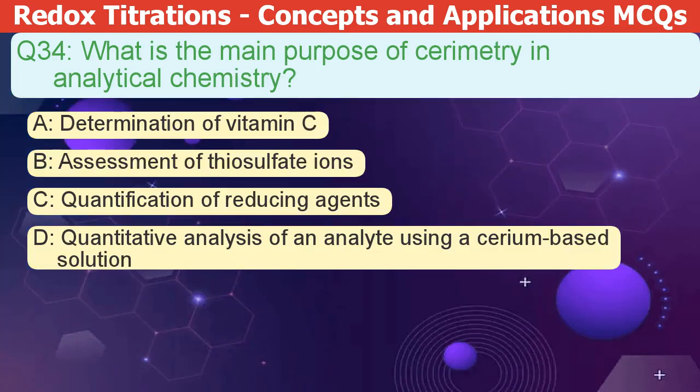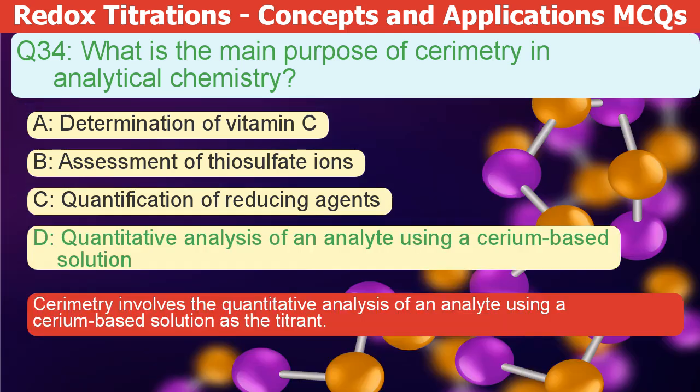What is the main purpose of cerimetry in analytical chemistry? A. Determination of vitamin C. B. Assessment of thiosulfate ions. C. Quantification of reducing agents. D. Quantitative analysis of an analyte using a cerium-based solution. The correct answer is D. Cerimetry involves the quantitative analysis of an analyte using a cerium-based solution as the titrant.